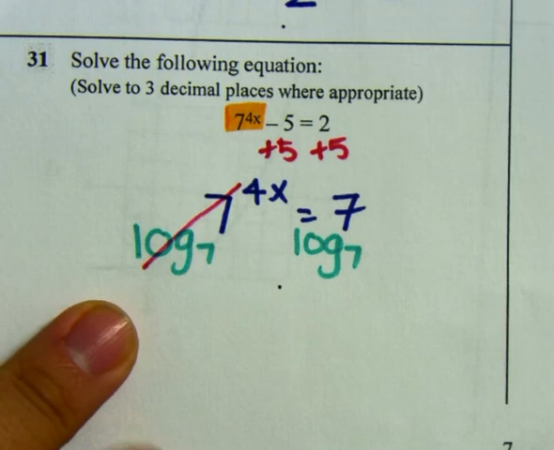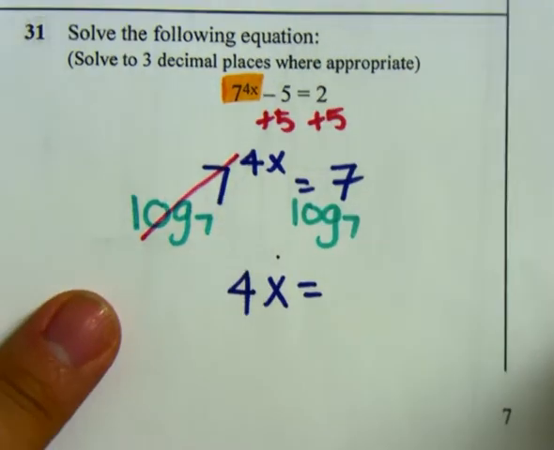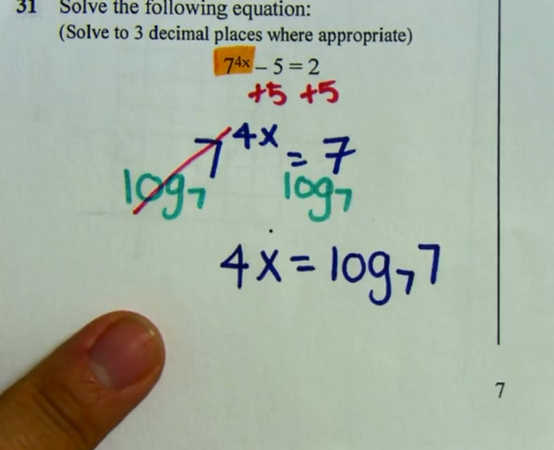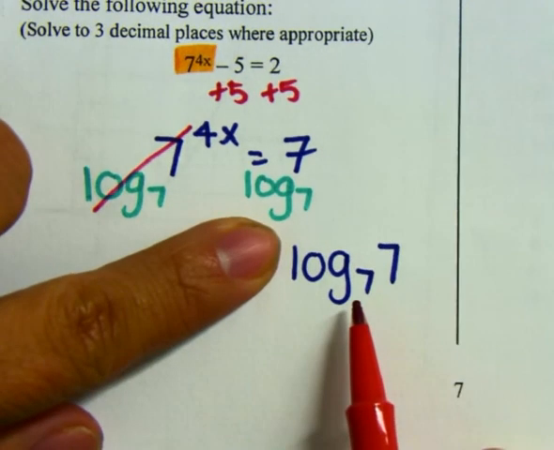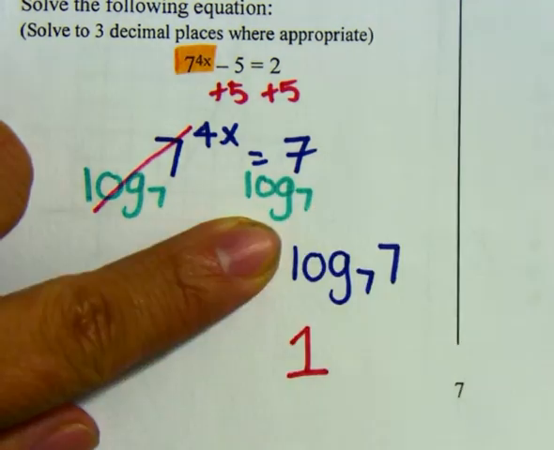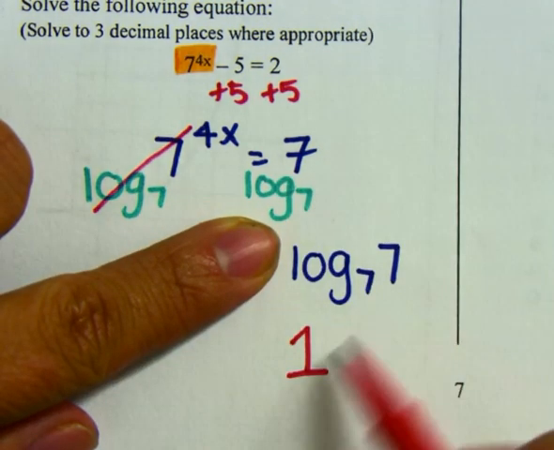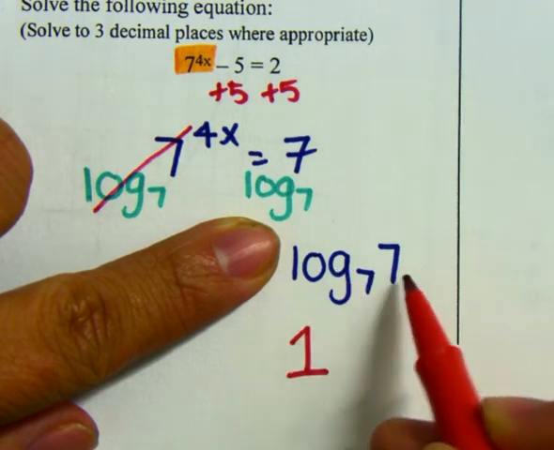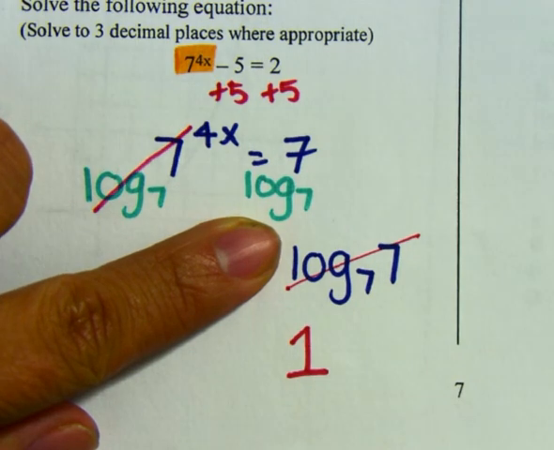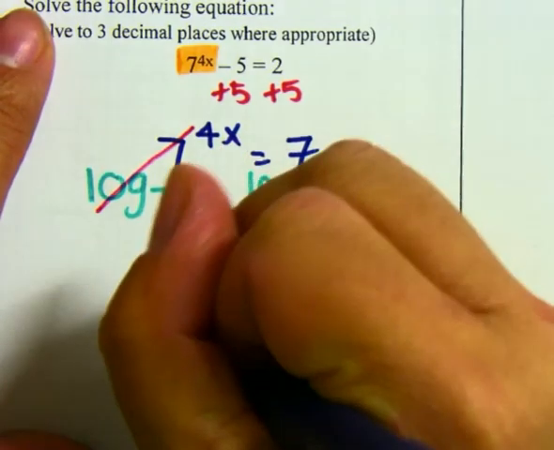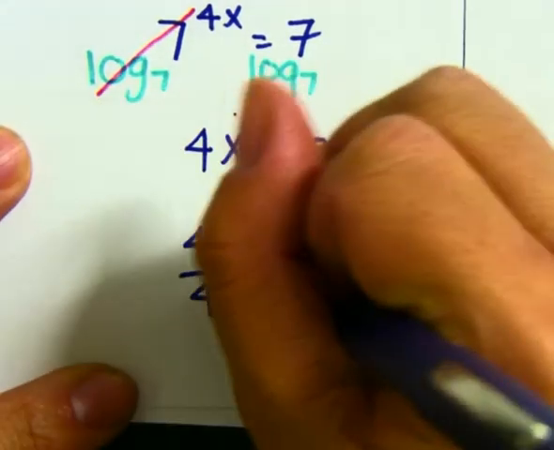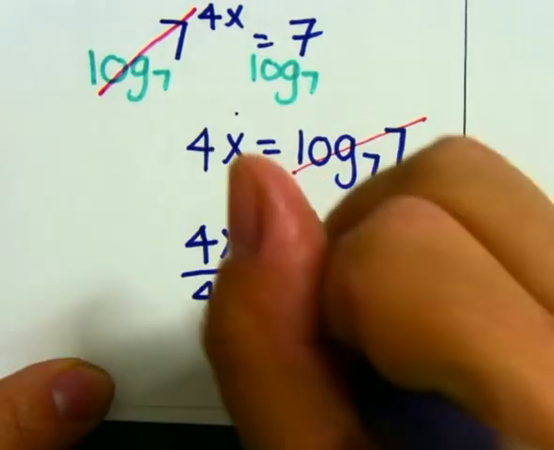Right? They are inverses of each other. They cancel. I'm left with 4x is equal to, the right side says log base 7 of 7. Log base 7 of 7 equals 1. This is 1 right here. Right? Because 7 to the first power is 7. Or you can also see that they are inverses, so they cancel. And whenever you cancel terms in math, you're left with the 1. Okay, so 1 equals 4x. Pretty simple to solve from here. Divide by 4 on both sides. So x equals 1/4.